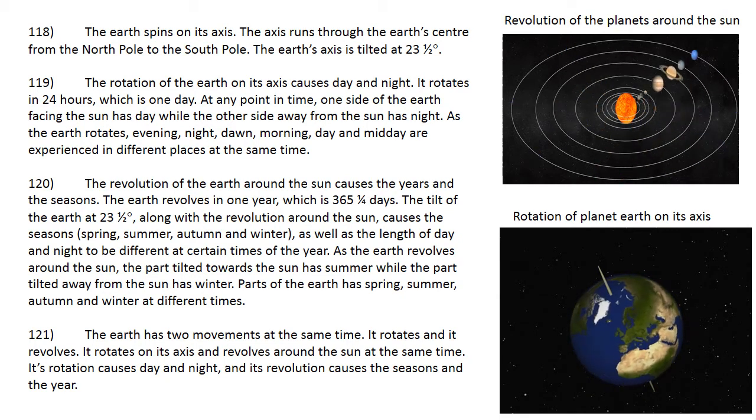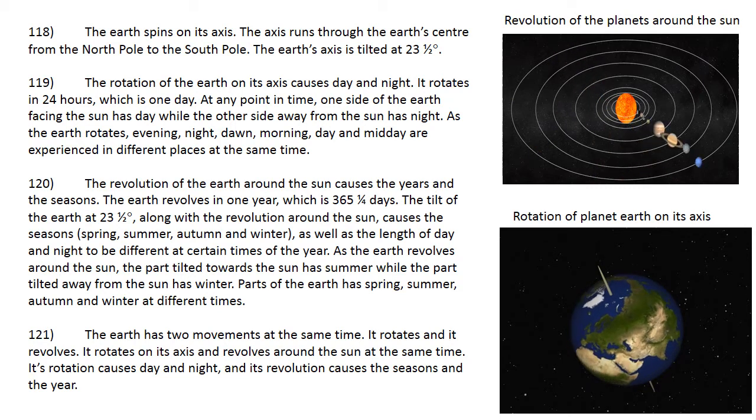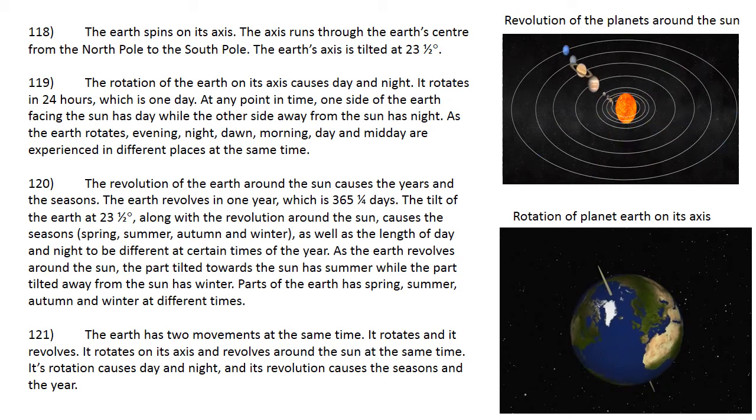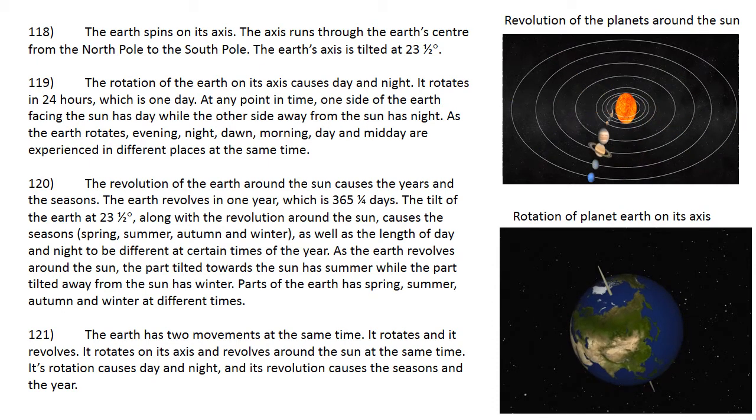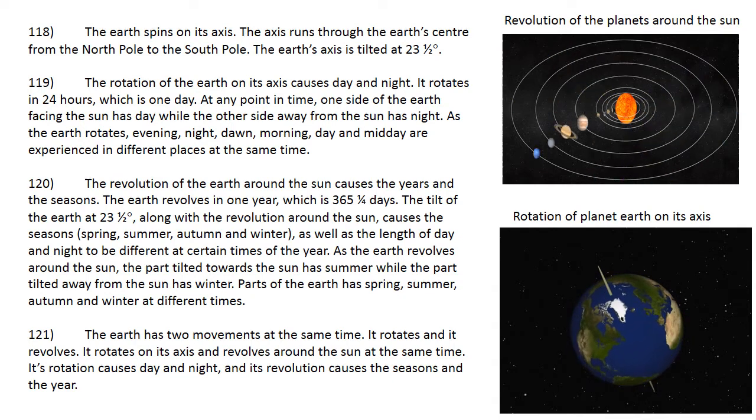As the Earth revolves around the sun, the part tilted towards the sun has summer, while the part tilted away from the sun has winter. Parts of the Earth have spring, summer, autumn, and winter at different times.